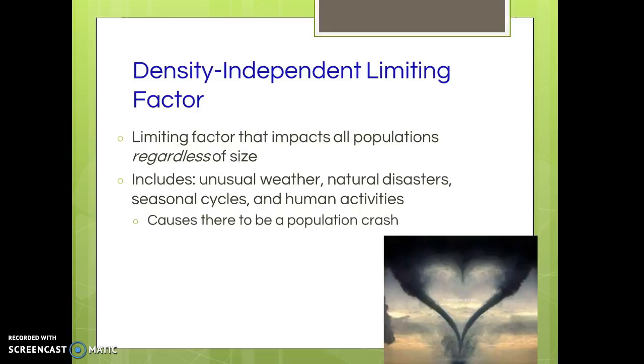Seasonal cycles with snow and whatever, human activities, forest fires or anything that we might do, clear cutting land, spreading insecticide, whatever. That doesn't matter if there's 1 or 100. But what happens is a big crash takes place with these density independent limiting factors. And that's it. That's all there is.